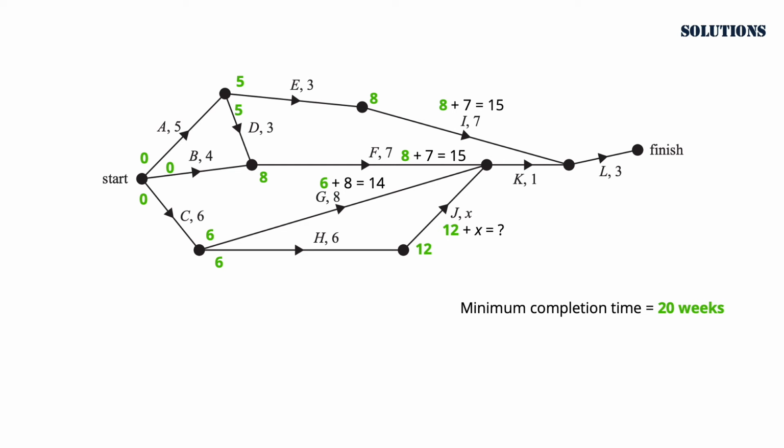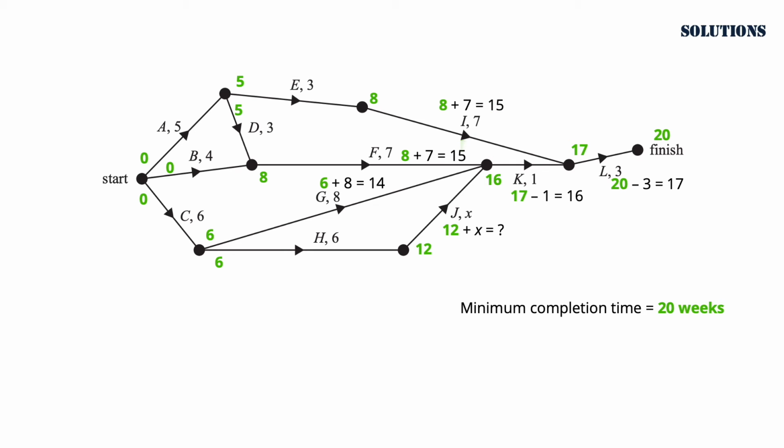To calculate the value of X, we are going to start from the finish. We know that this is 20, so we have 20 minus 3 equals 17, so 17 is the earliest start time for activity L. Since the completion of activity I takes 15 weeks, then the completion of activity K should be 17 weeks. Therefore, we have 17 minus 1 equals 16. So the earliest start time for activity K is 16.